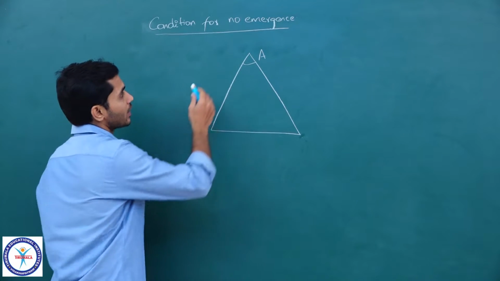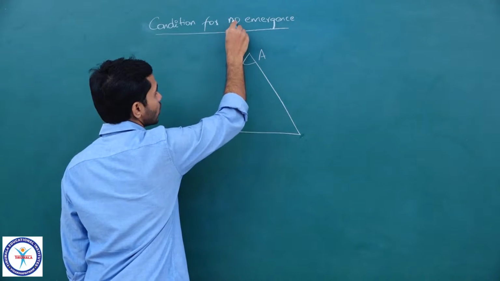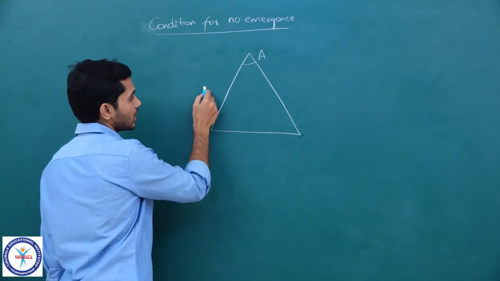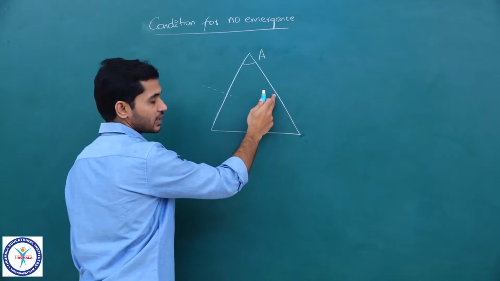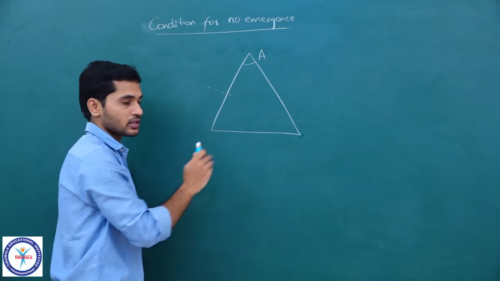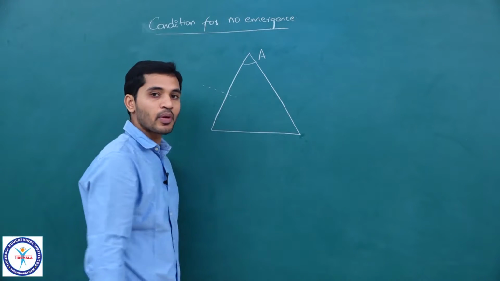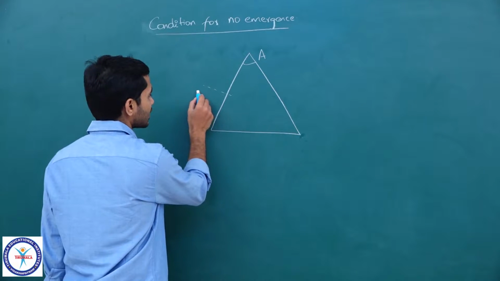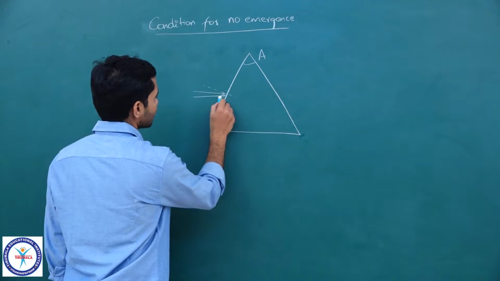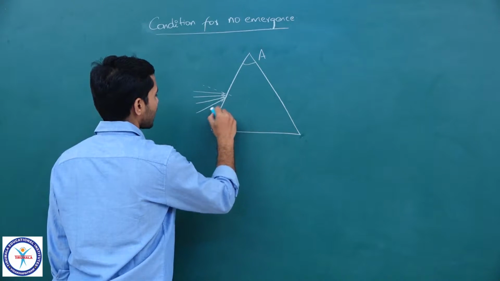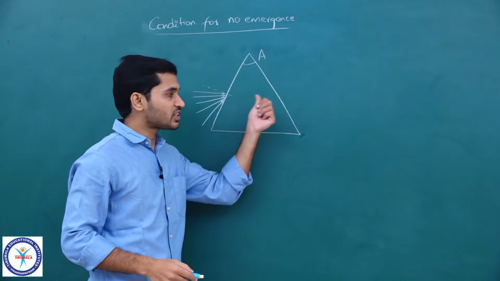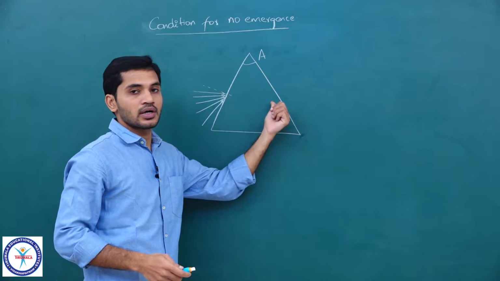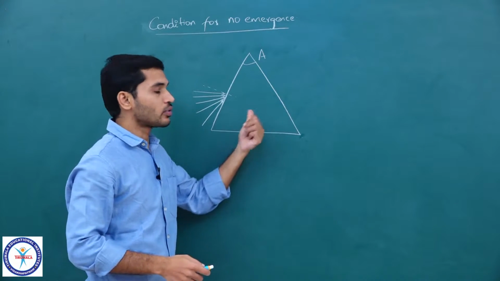Now, keep in mind here I am writing the condition for no emergence. It means that any light ray which is incident on this surface, after entering, should get reflected. So, none of the light rays should come out of the prism. If you consider a light ray like this, or like this, or like this, each and every one of these light rays should get reflected back, so should undergo TIR.